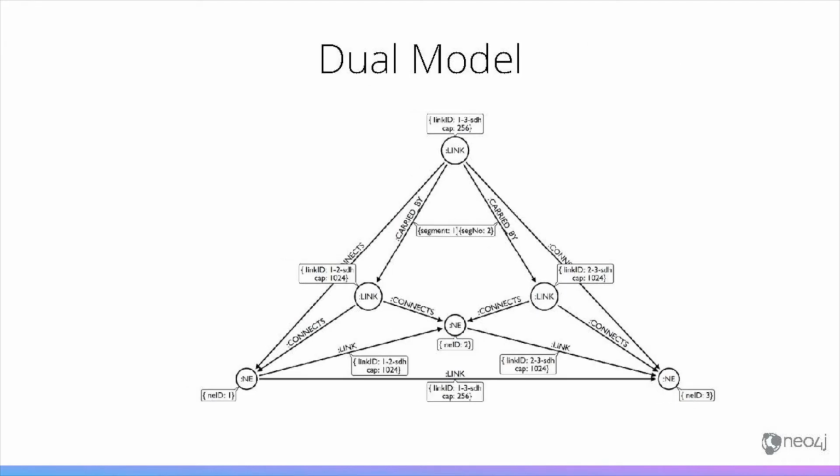And what's great about the graph is that we don't necessarily have to choose between one or the other. We can have the 2 models coexisting in the same graph. And that's what we call a dual model in this case. So we're keeping both, actually. We're keeping the relationship representation. So if you think of the connection between node 1 and node 2 that's represented by this relationship, it's an SDH connection. This is the capacity.